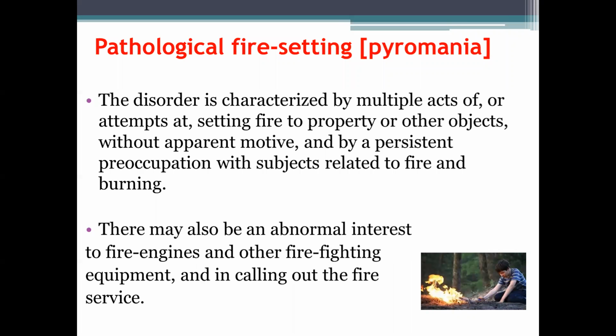Next, pathological fire setting or pyromania. It is a disorder characterized by multiple actions of or attempts at setting fire to property or other objects without apparent motive and by a persistent preoccupation with subjects related to fire and burning. In short, as you see in the picture, usually boys and teenagers and adult men suffer, predominantly men. They like to look at the fire. For example, if little children, he sets fire to different objects at home, maybe conflicts with mother, father.